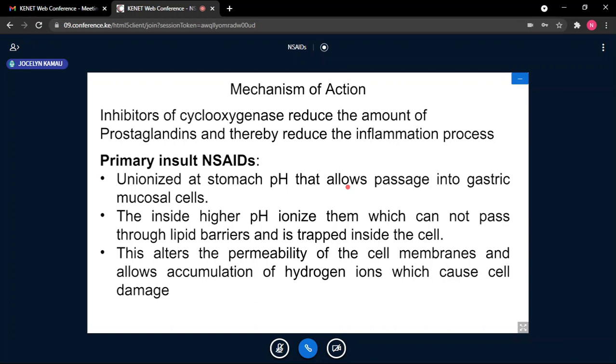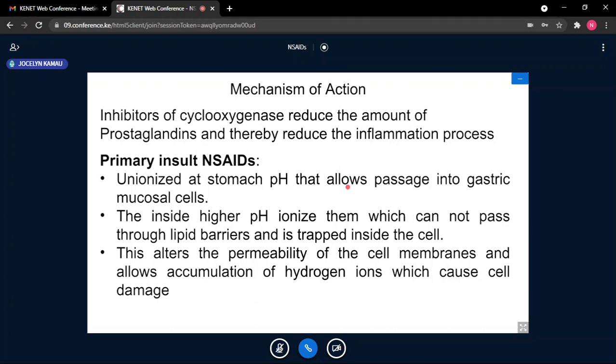The small portion which is non-ionized is able to pass through the mucosal membranes of the GIT and get into the cells. Within the cells, the pH is 7.4, slightly alkaline. So you will have the drug ionized. The drug which is ionized within the mucosal cell will be trapped within the mucosal cell. Ionization means the drug will release hydrogen ions. The hydrogen ions will increase the acid concentration within the mucosal cell, which means irritation, and that's how the irritation occurs, just because of the structure of these drugs.